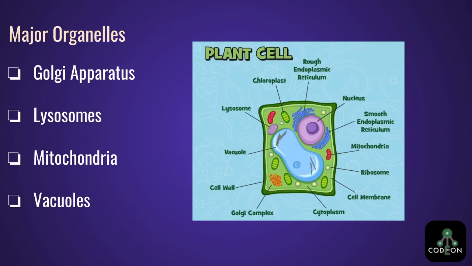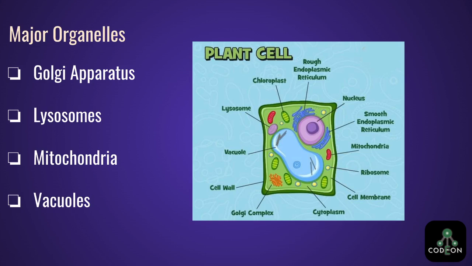Lysosomes, we just mentioned that these are going to be sacs that are full of hydrolytic enzymes, and they're going to be responsible for intracellular digestion. And these are going to be found largely in animals only. So while this picture shows a plant cell, know that lysosomes are mainly found in animal cells.